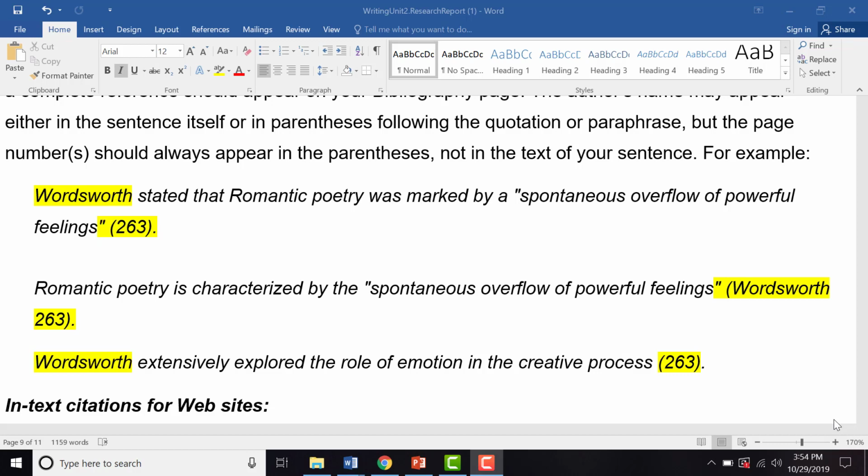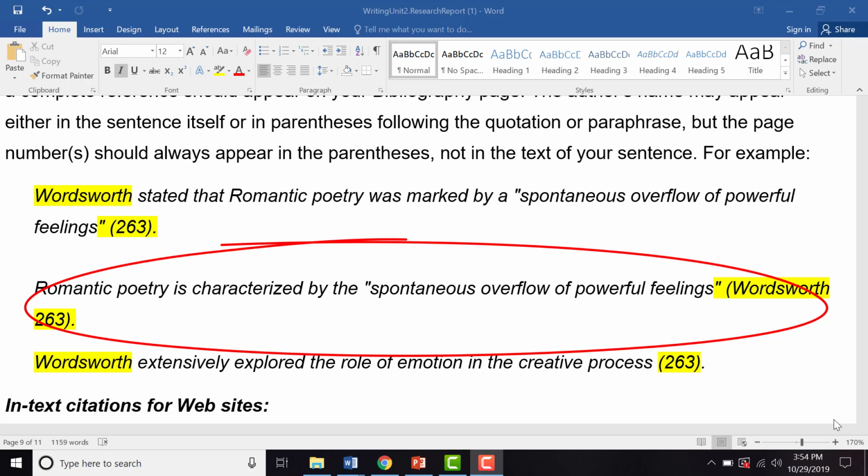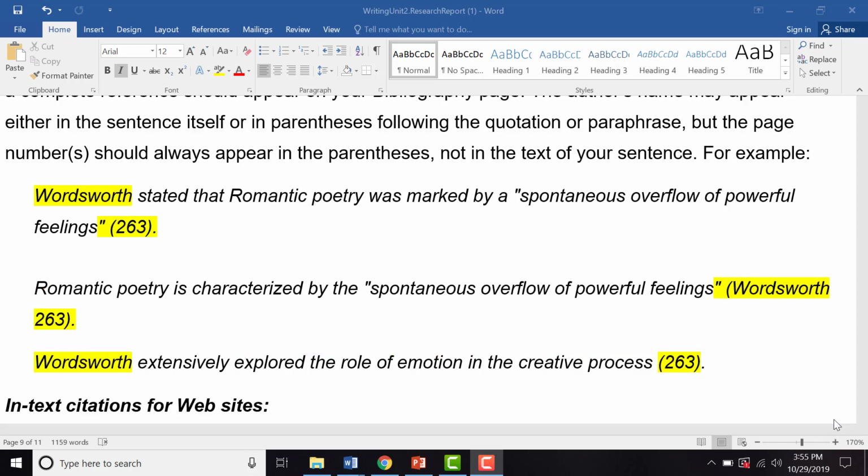If I don't like this option, I also have another way I can cite a book in text. I could include the author's last name in the parentheses with the page number. Romantic poetry is characterized by the spontaneous overflow of powerful feelings. Close my quotation mark. Wordsworth, page 263. Okay?